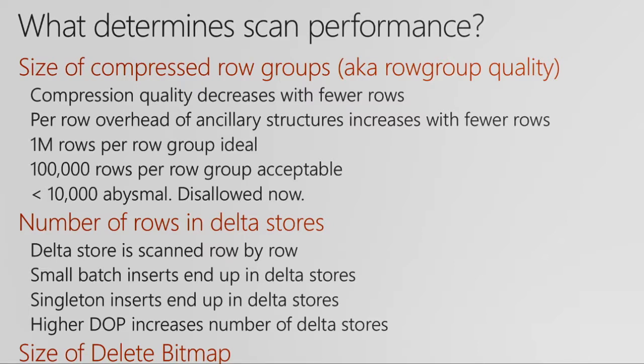The minimum that we really want to go to is about 100,000. We call that acceptable. We don't like it, but that kind of works okay. We get some reasonable compression. That means we're going to reduce the number of IOs we're going to pull through.